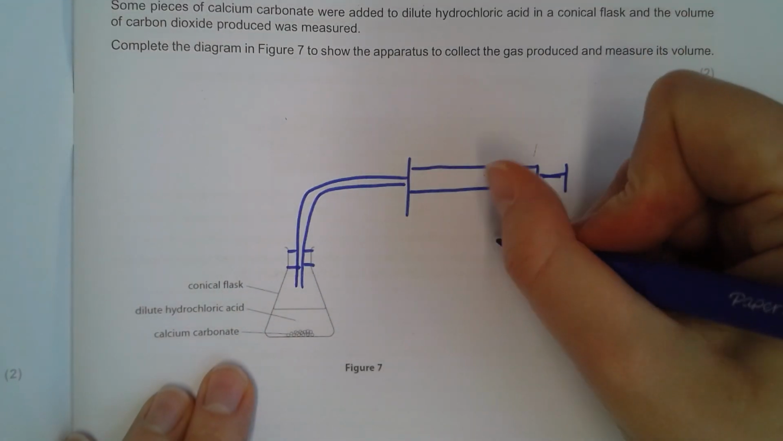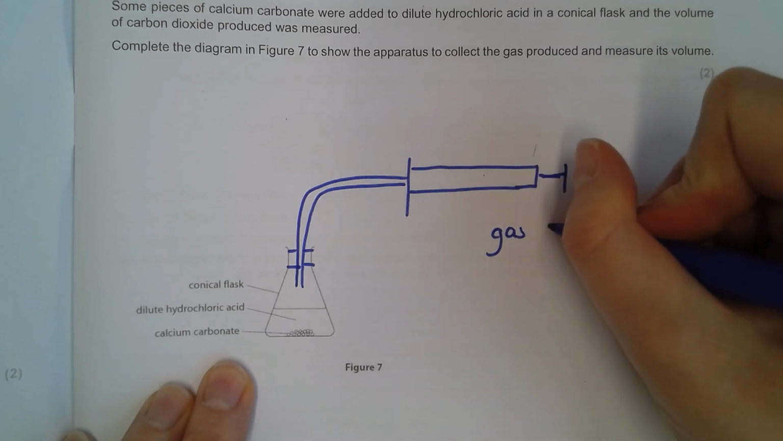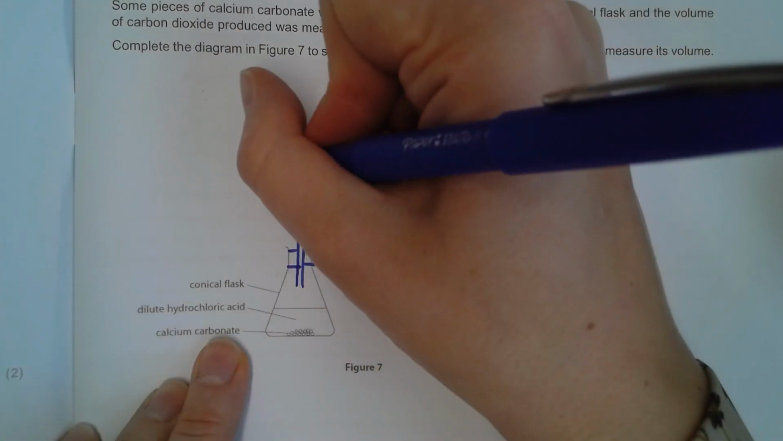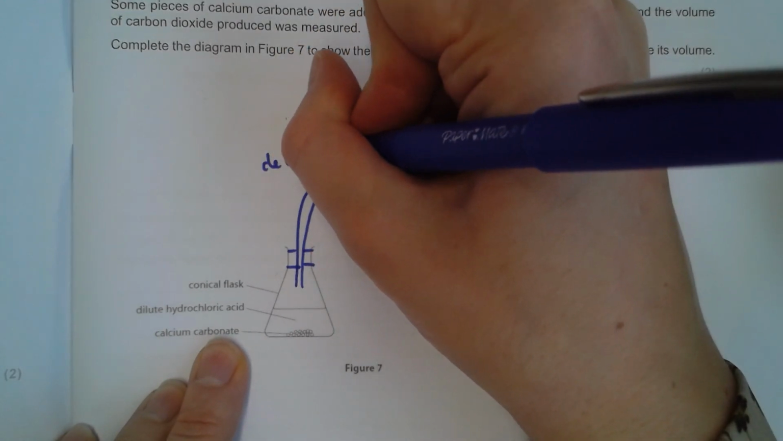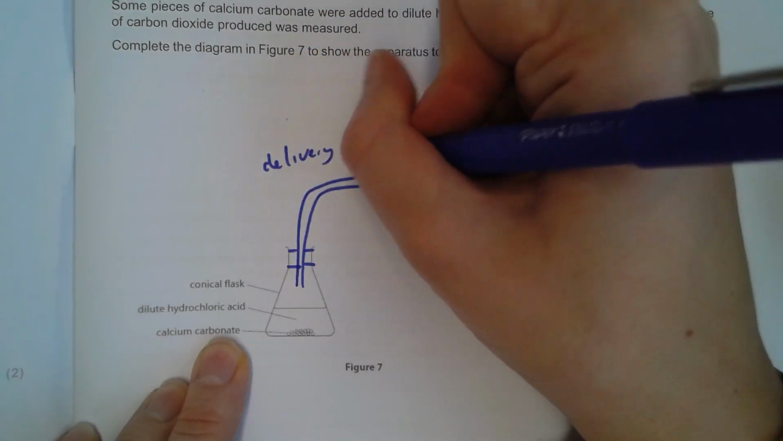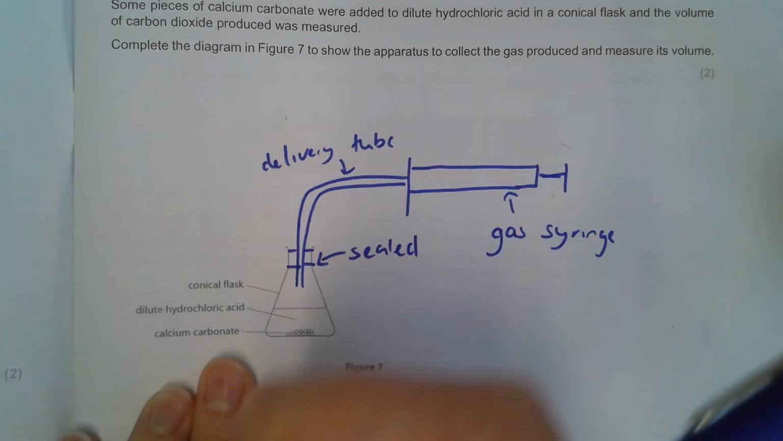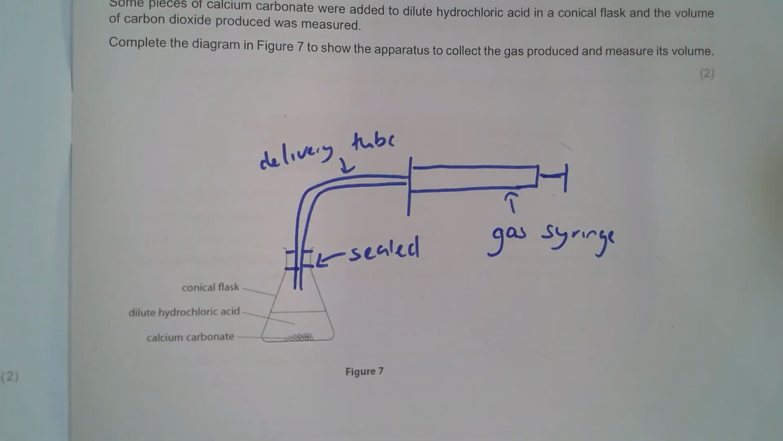Now I would label this as a gas syringe. And I would label this as a delivery tube. You don't need all of these labels. And I would even label here that this is sealed, or a bung, or a stopper. Just make it super clear that there's no way a gas can escape out the side.